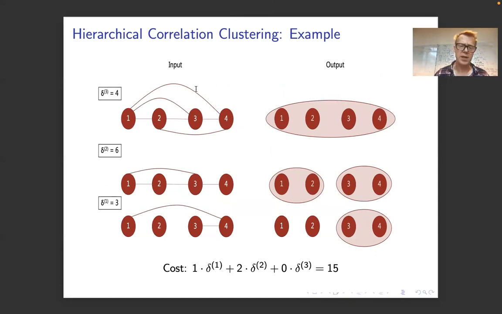So here we have the input. That's a bunch of edge sets here. And here's a potential output. That's a hierarchical set of partitions that nicely subdivide each other as we go down. And let's see how good it is.